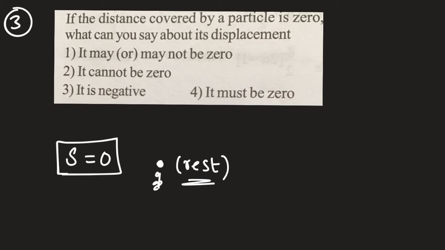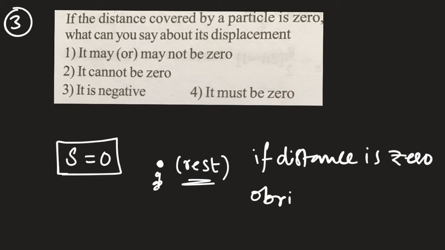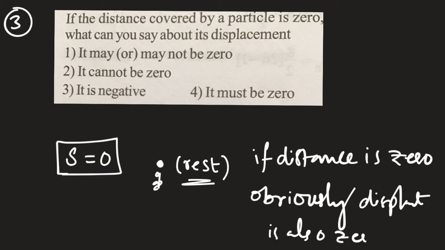So obviously if distance is 0, displacement is also 0. That is the thing about displacement here, okay? So that's why option 4 is the correct answer for this. The displacement must be 0 here. If the particle has covered 0 distance, it means the particle is not moving anywhere. It's completely at rest. So obviously displacement will be 0 here, right?